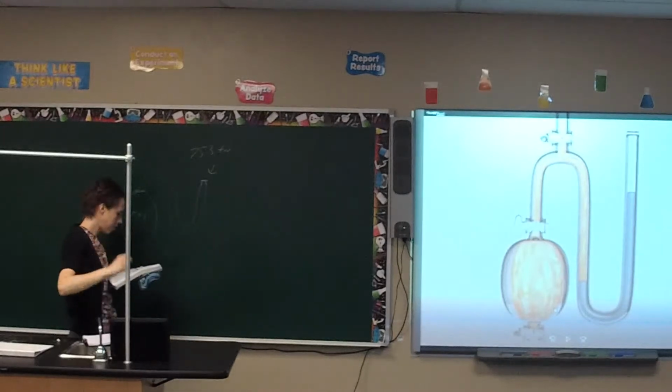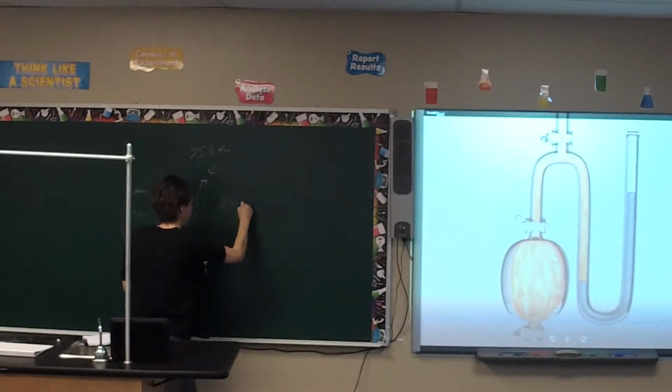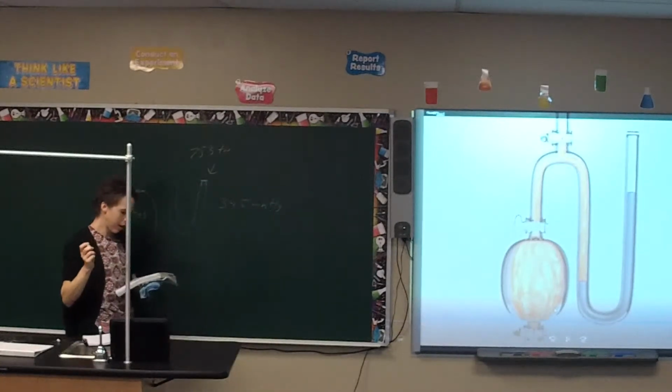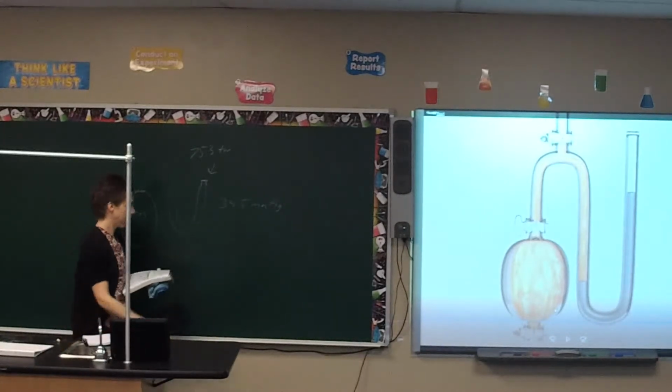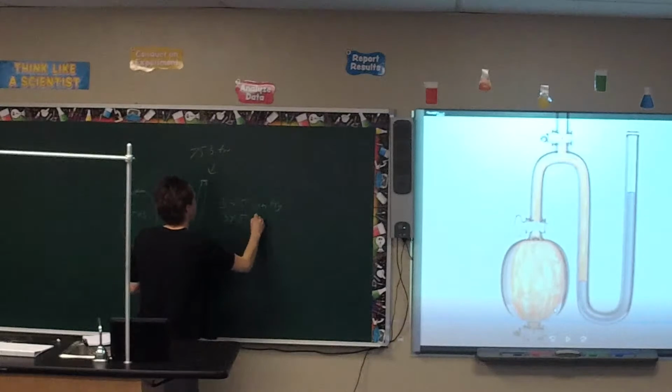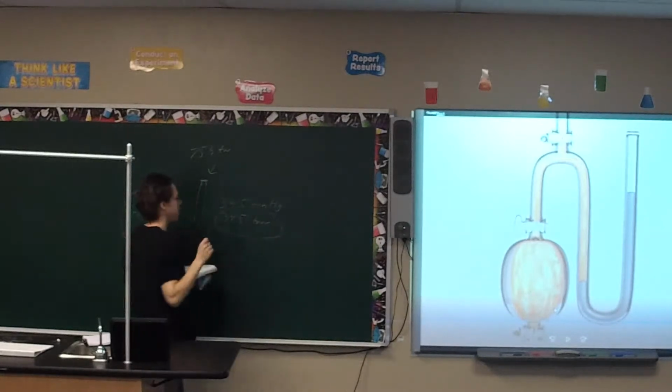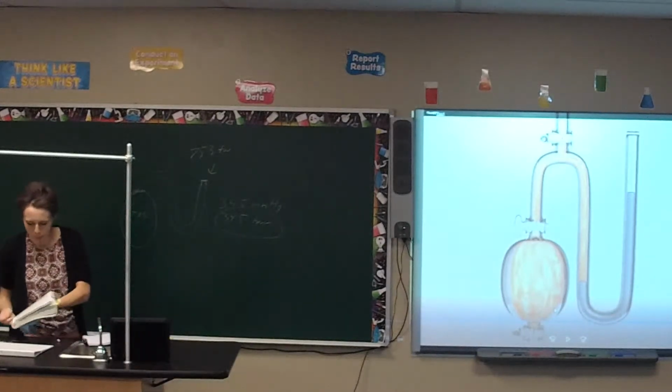So it says that it shifted 345 millimeters of mercury. If it shifted 345 millimeters of mercury, how much is that in torr? 345 torr. So that's the answer for that second example problem.